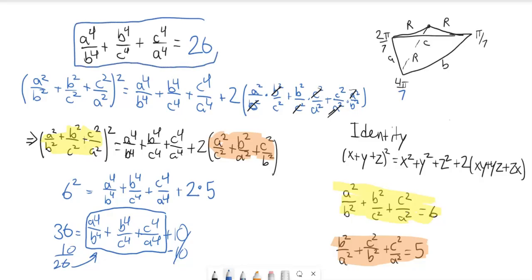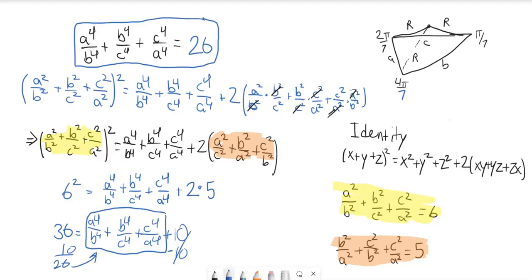What I find quite fascinating about this is that it's exactly twice the amount of its analog version, b to the fourth over a to the fourth plus c to the fourth over b to the fourth plus a to the fourth over c to the fourth, because 13 times 2 is 26. I find that quite fascinating.